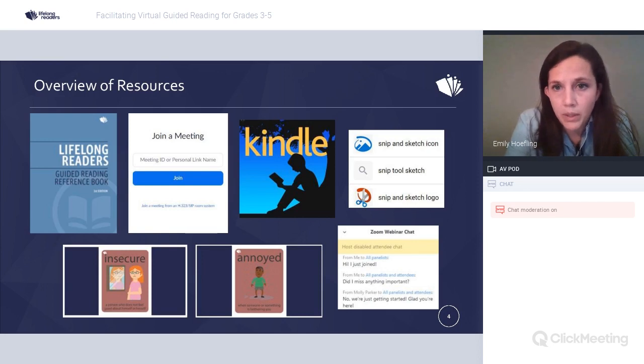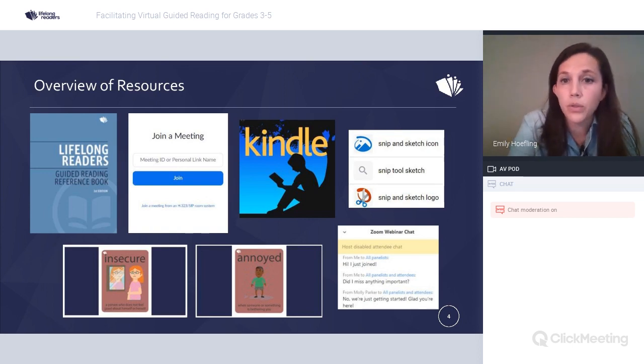We're going to keep using vocabulary words. In grades 3 to 5, you can use everything. In Lifelong Readers, we have 80 vocabulary words. Now you can begin using all of them, feelings and traits. And then with one of the groups, you'll see that we are also using the chat feature in Zoom to put responses in and then also to revise responses.